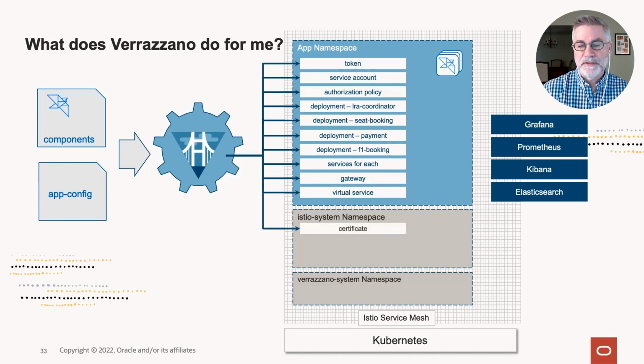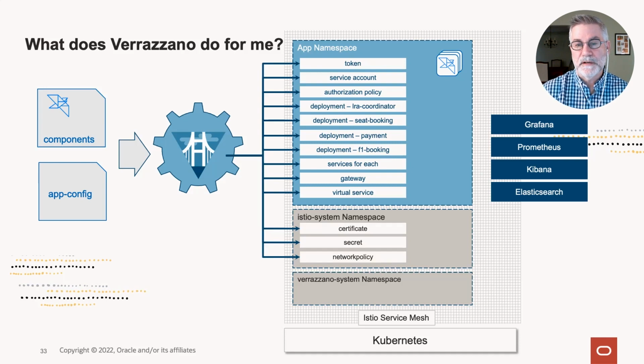Then it gets a certificate, puts that certificate into a secret, and creates the network policies using that secret. Within the service mesh, by default, Verrazzano is set up to require mutual TLS, and we lock down these services so that they're not just available to anyone. And then lastly, we update the Prometheus config map so that Prometheus will begin to scrape.